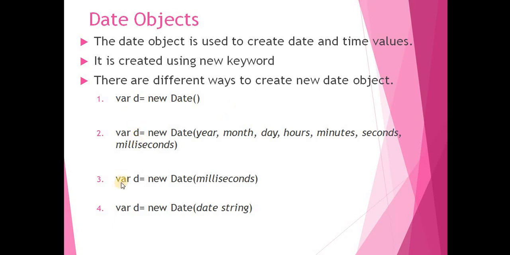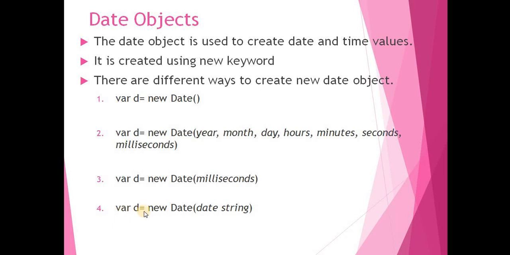The third method, var d equal to new Date(milliseconds). In this type, you are going to assign milliseconds. Now these milliseconds are going to start from 1st of January 1970 midnight. So it is going to add those many milliseconds that you specify, and it will get a date d.